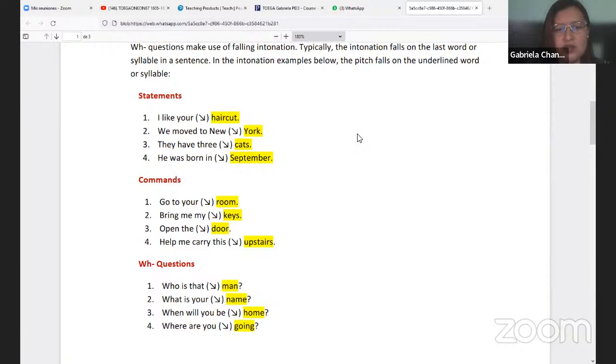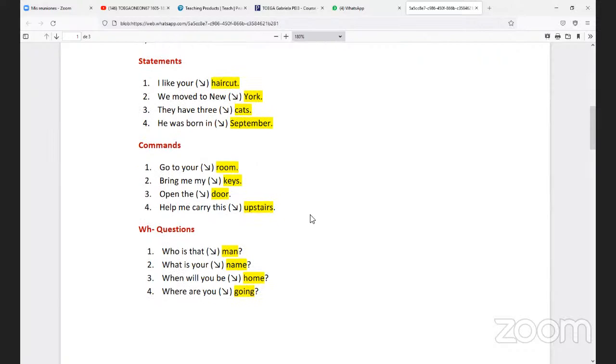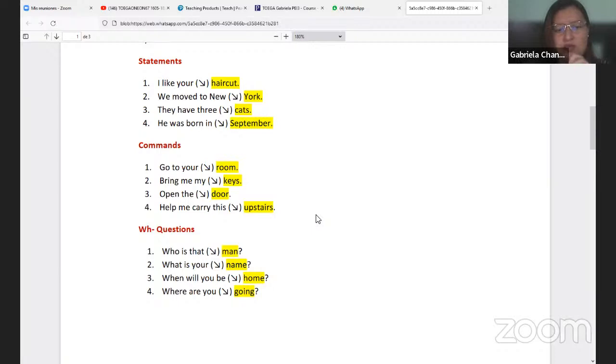We moved to New York. They have 3 cats. He was born in September. Excellent. Very good. When we say commands, let's read these sentences. Go to your room. Bring me my case. Open the door. Help me carry this upstairs.